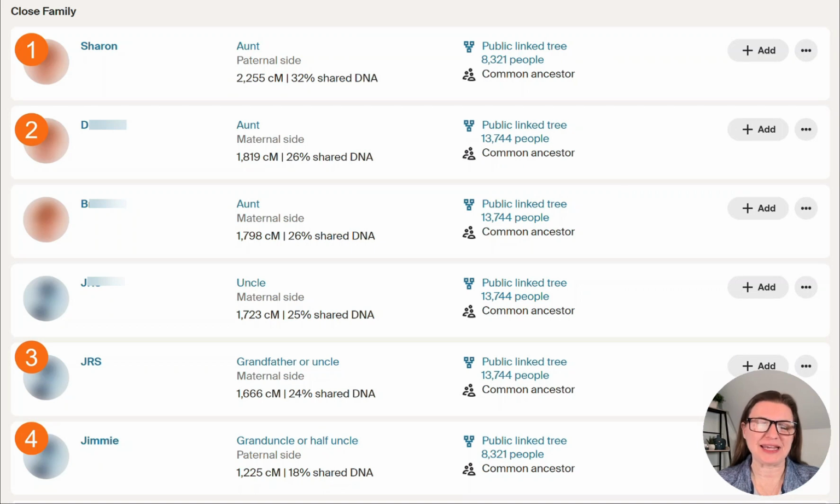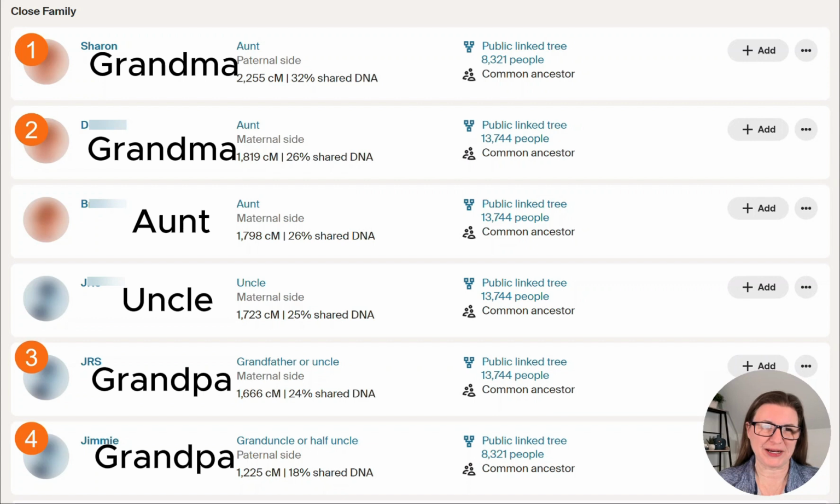Can you trust AncestryDNA relationship predictions? Besides her dad and me, these are my daughter's six closest matches. It looks like we have some aunts, an uncle, a grandfather or uncle, and a granduncle or half-uncle. But in fact, we have just one aunt, one uncle, and four grandparents.